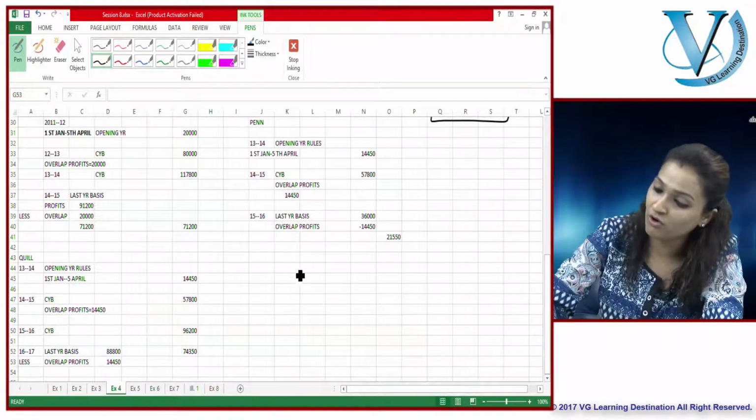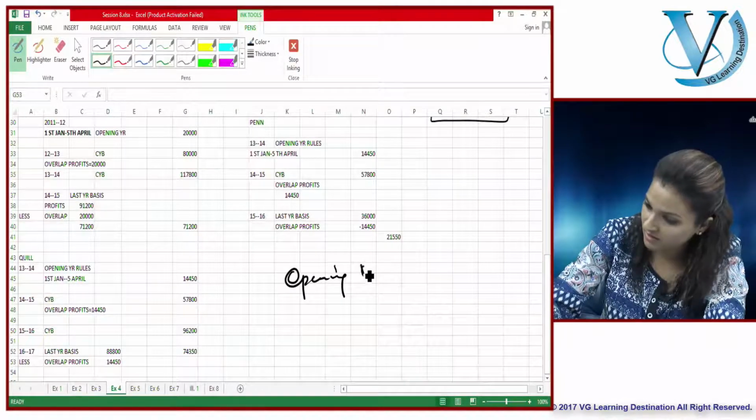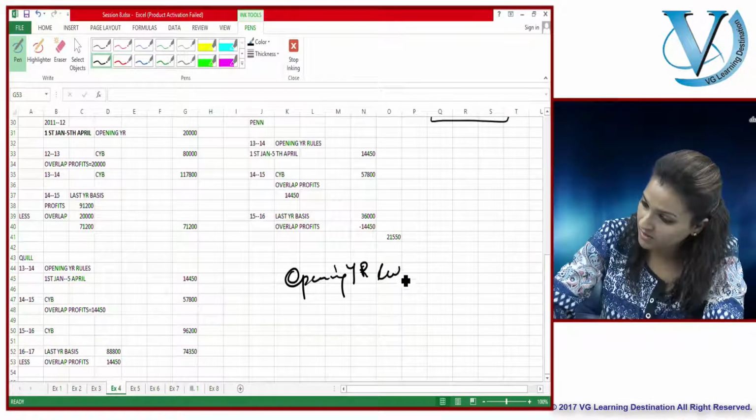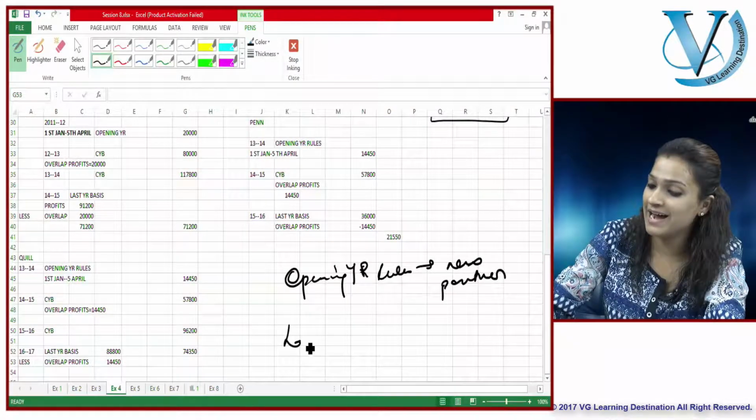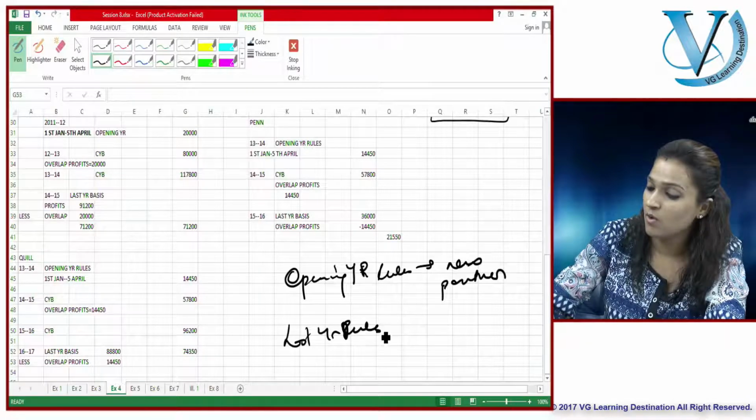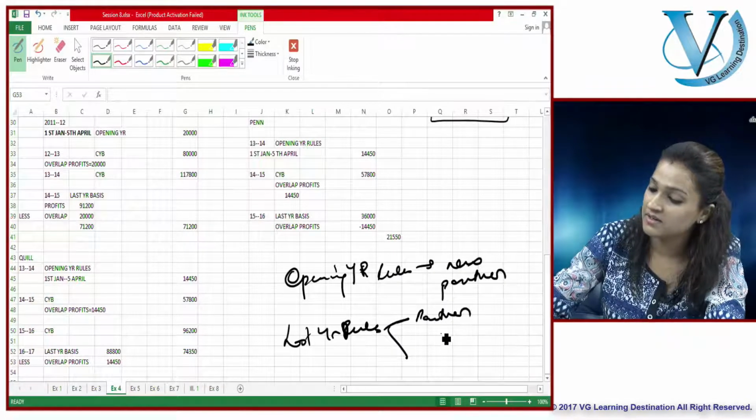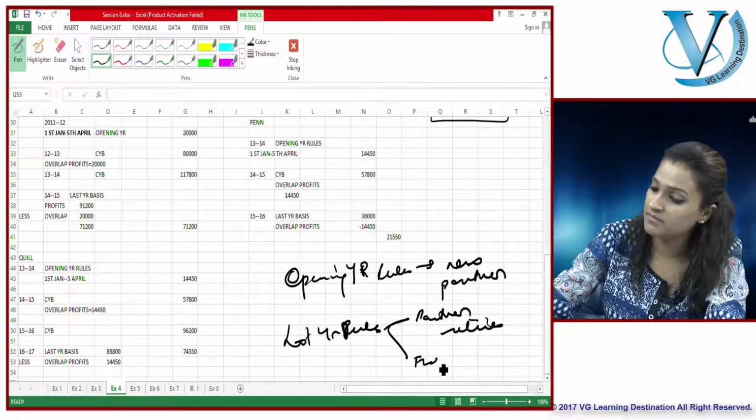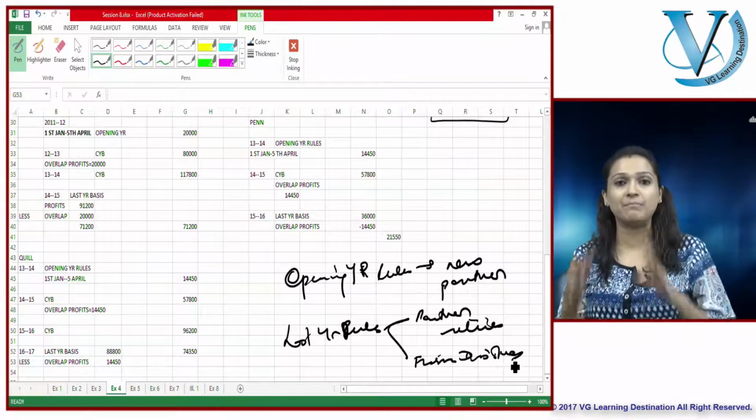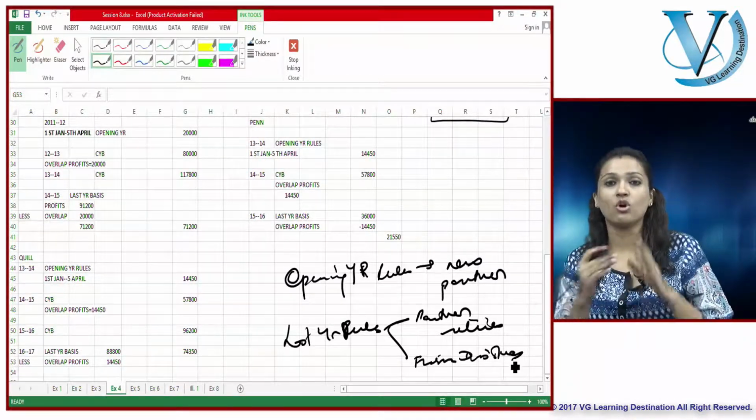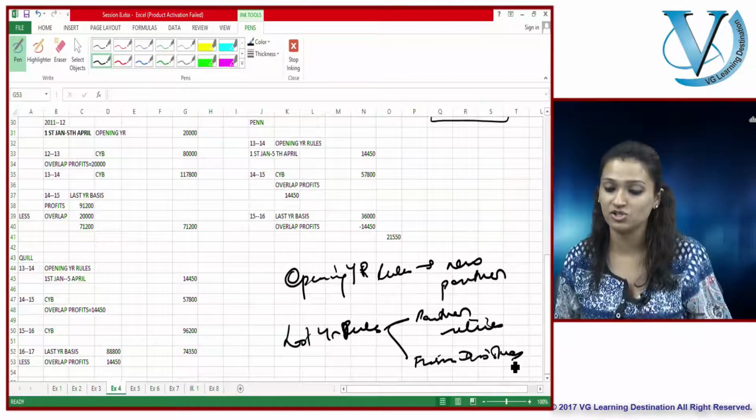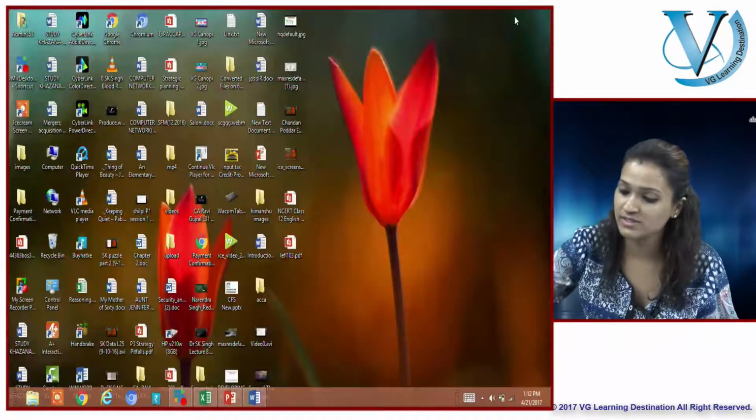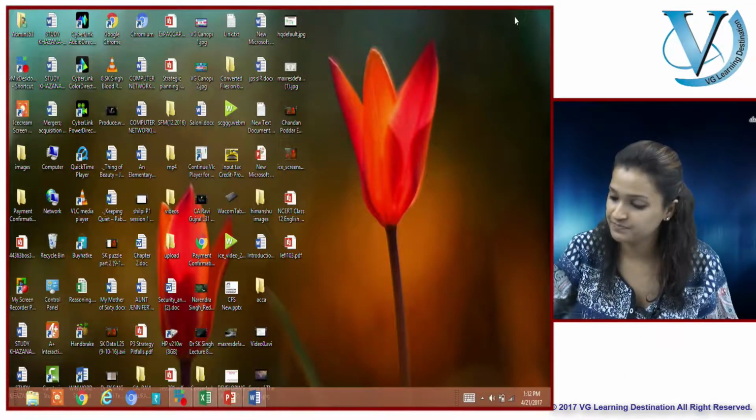What we've done, we followed the opening year rules for every new partner, and we followed the last year rules when the partner retires or when the firm dissolves. So very simply, just keep your rules simple. Just know your rules, and you will be able to crack this very simple topic of partnerships. Let me get back to my rules now. What do I have here?